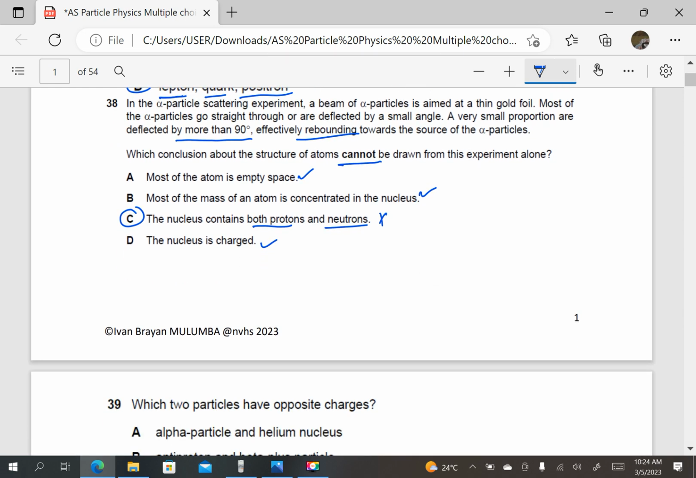Okay. So the nucleus contains both protons and neutrons. This one is hard to confirm from the alpha particle scattering experiment, because the neutrons having no charge cannot be deflected by the positively charged nucleus, so we cannot confirm that. So the answer there is going to be C.